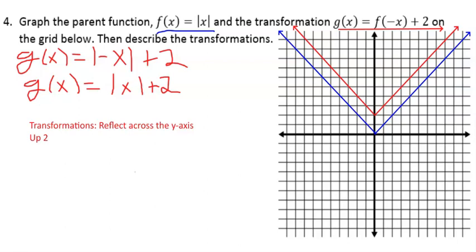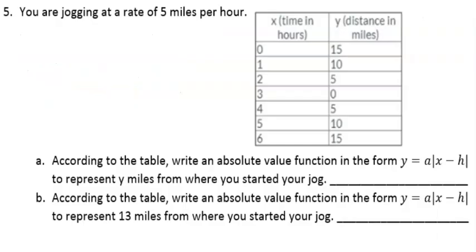Number 5. You're jogging at a rate of 5 miles per hour. Here's the table. We have x, time in hours, and y, distance in miles. According to the table, write an absolute value function of the form y equals a times the absolute value of x minus h to represent the y miles from when you started your jog.